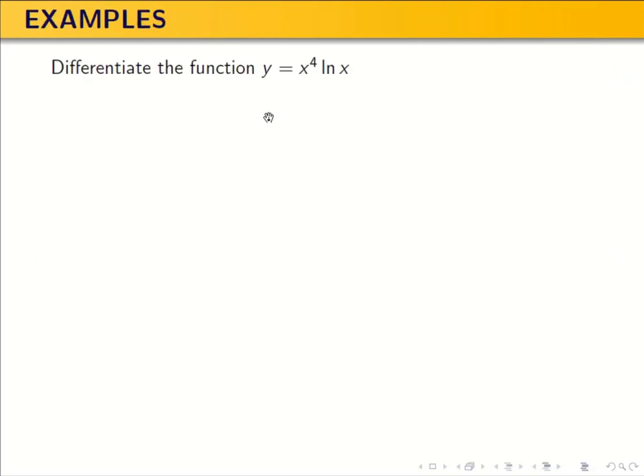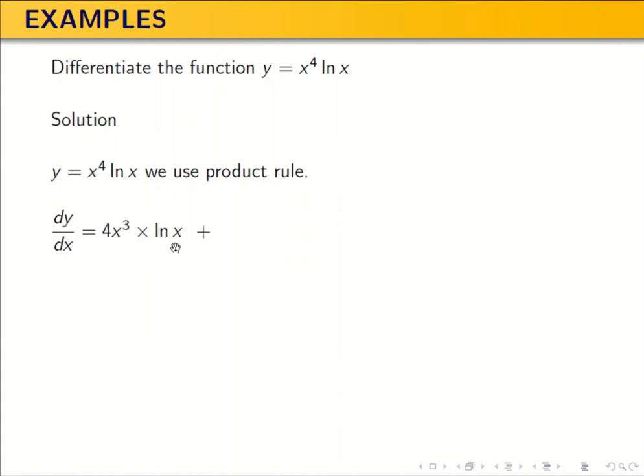Now differentiate the function y equals x to the power 4 ln x. So now we use the product rule here. Like we said, you keep the first one, differentiate the second one, then you keep the second one, ln x, and differentiate the first one. I get 4x to the power 3 times ln x plus, then I keep this one and I differentiate the ln x from the definition, you get 1 over x. Now continue simplification, and you get 4x cubed ln x plus x cubed. Now I can factor x cubed out, and I'll get x cubed times 4 ln x plus 1. I hope this is okay.